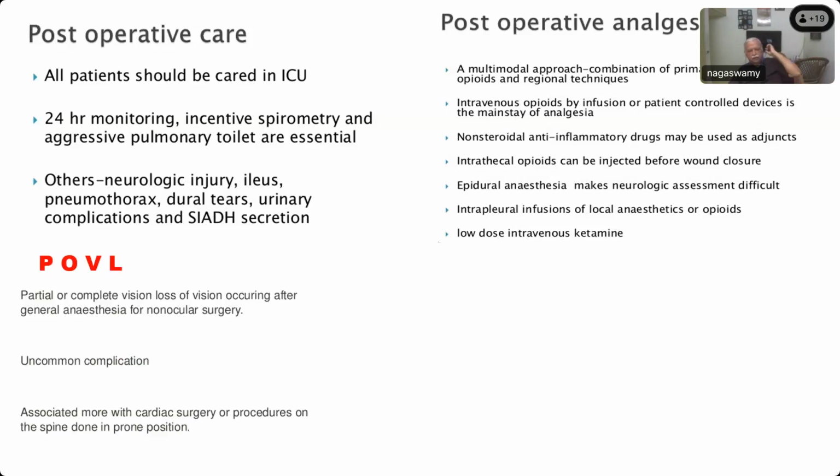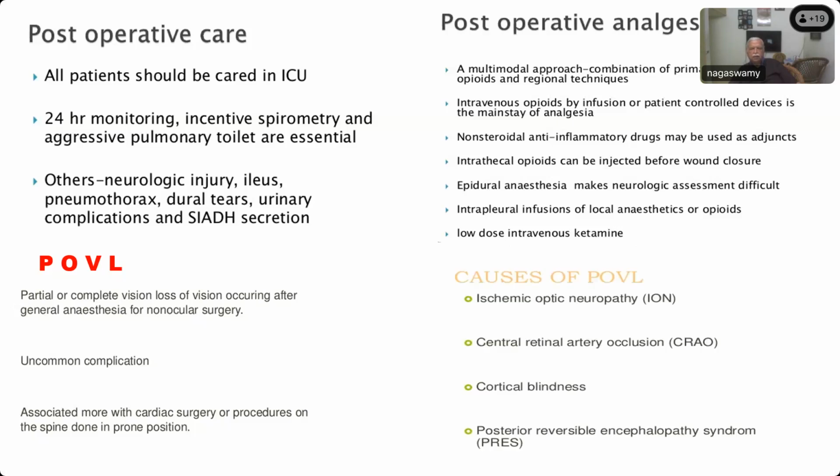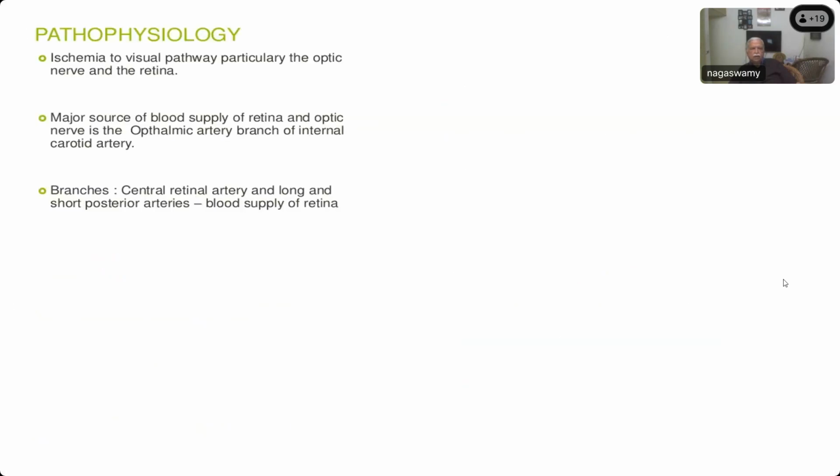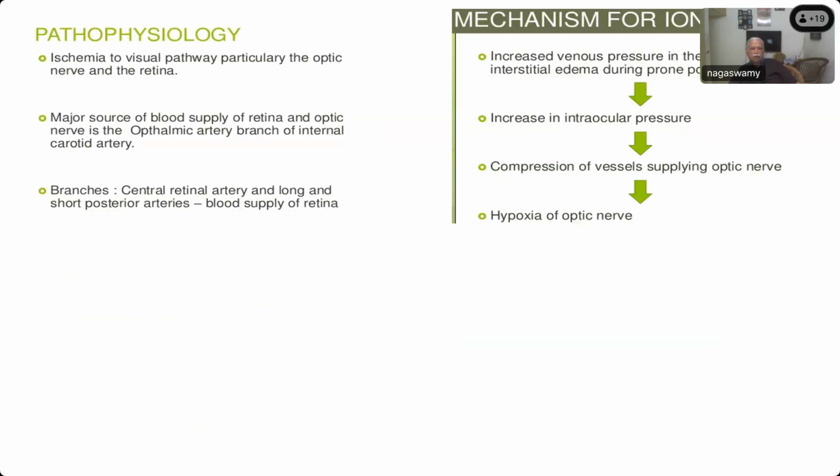Postoperative visual loss is another question that can be asked. It's very uncommon, but sometimes it can happen. The reasons can be ischemic optic neuropathy, central retinal artery occlusion, cortical blindness, or posterior reversible encephalopathy syndrome. The pathophysiology of all these things, which they can ask you, is increased venous pressure in the globe, interstitial edema, increase in intraocular pressure, compression of vessels supplying the optic nerve, or hypoxic optic nerve injury.